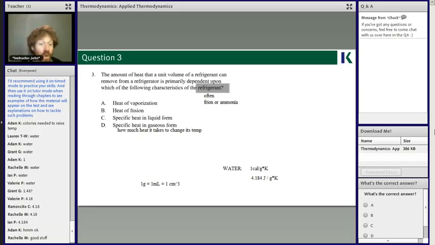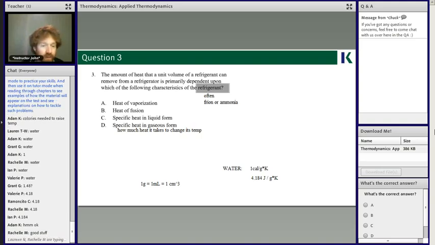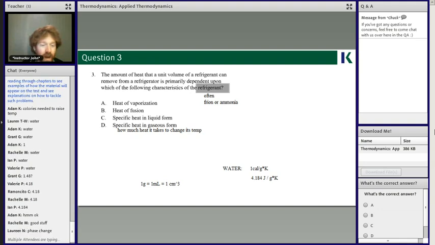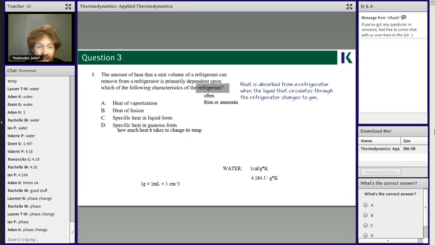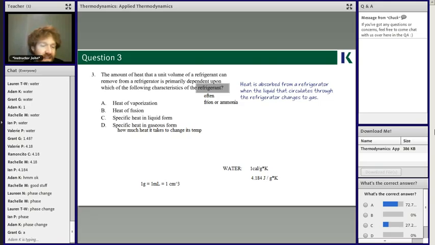All right, so remember, what is more effective at moving heat? Was it the phase change, or was it the actual changing of the temperature of the refrigerant? We talked about why Freon and ammonia are so good. It's all about the phase change. And this one is passage-based as well. It specifically told you that heat was absorbed from the refrigerator when the liquid that circulates through it, this is the refrigerant, changes to a gas. And so if we're talking about the liquid being changed to a gas, what phase change is that? Specifically, it would be the heat of, as about 50% of you said, vaporization. A, Grant, you got it.